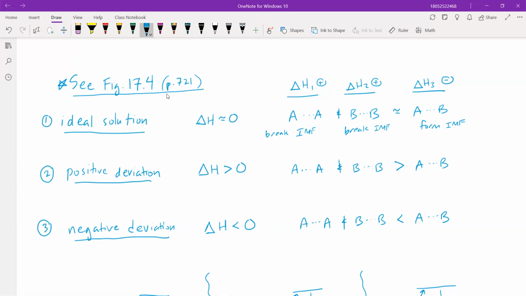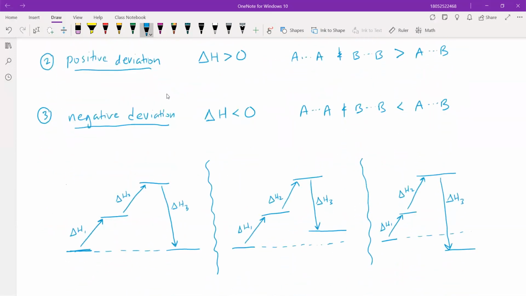So in an ideal case, the overall enthalpy comes out to be 0. That's this first picture here, where the first 2 positive steps are exactly balanced by the third negative step, so that overall, the enthalpy of the solution is basically 0, right?